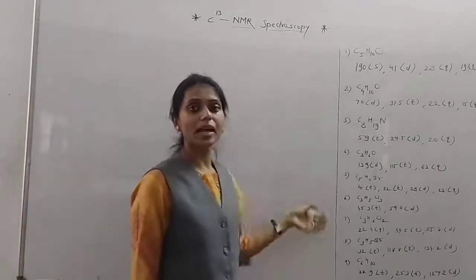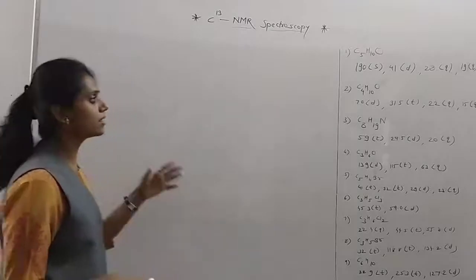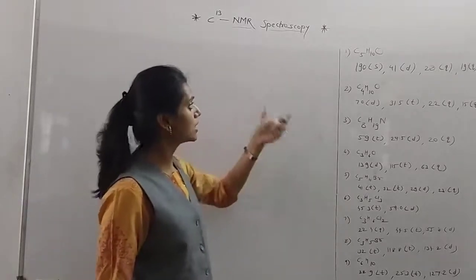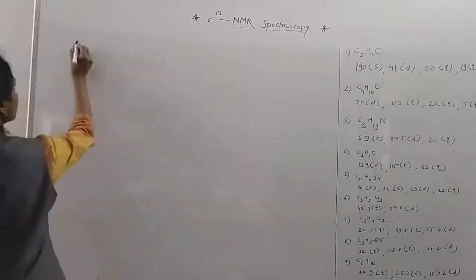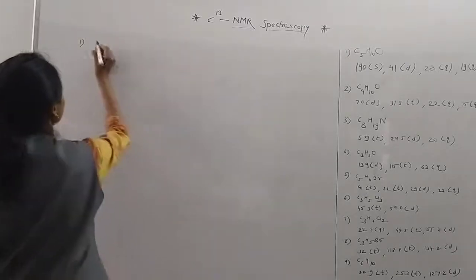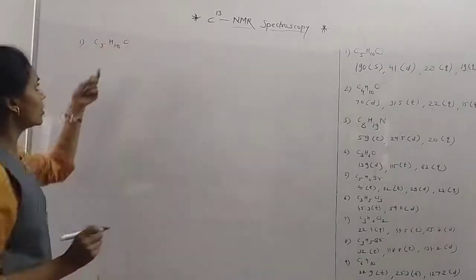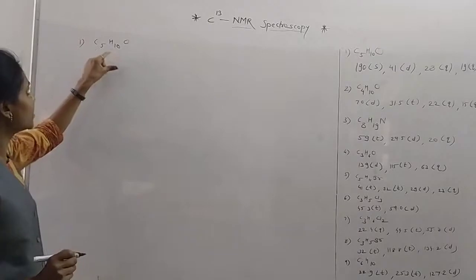I have written some problems, and according to these problems we will start solving them one by one. Firstly, we take the first problem, C5H10O. It's the molecular formula C5H10O.